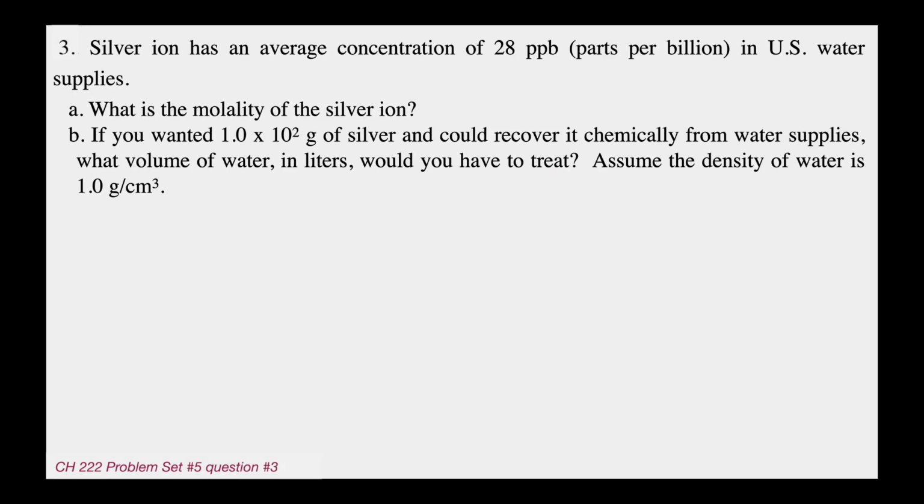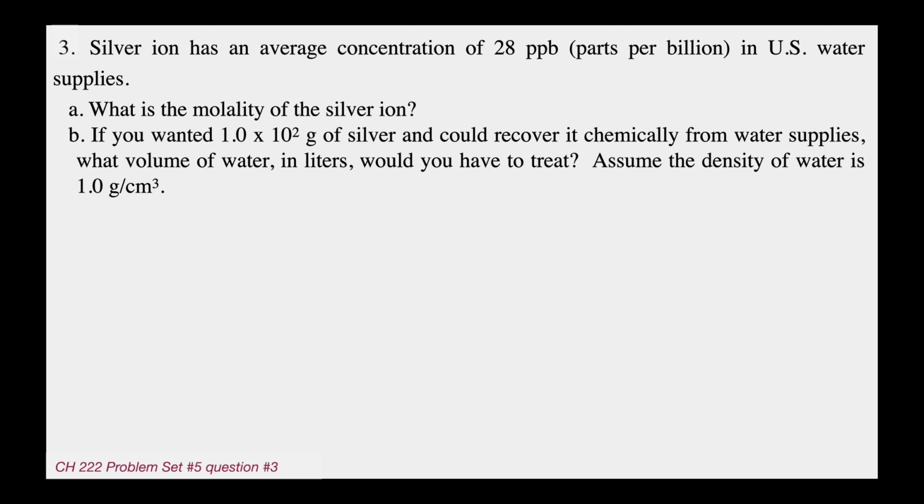Silver ion has an average concentration of 28 parts per billion in the U.S. water supplies. And it says, what's the molality of the silver ion? And B, if you wanted 1.0 times 10 to the second, which is 100 grams of silver, and you could recover it chemically from water supplies, what volume of water in liters would you have to treat? And let's assume the density is 1 gram per centimeter cube.